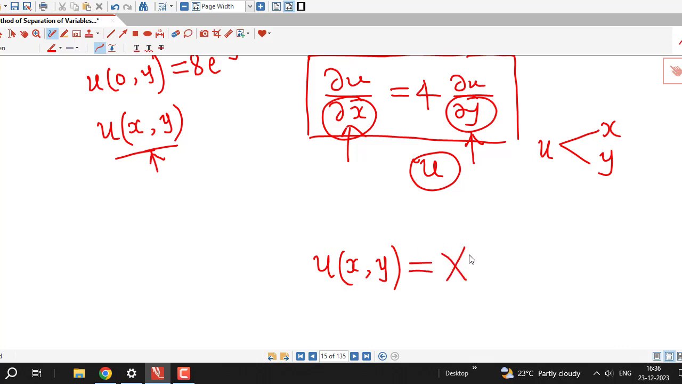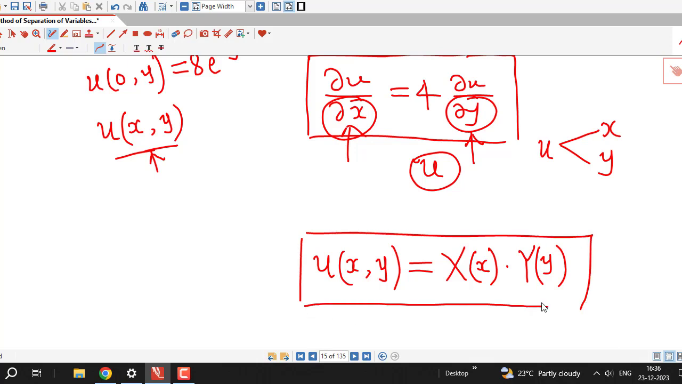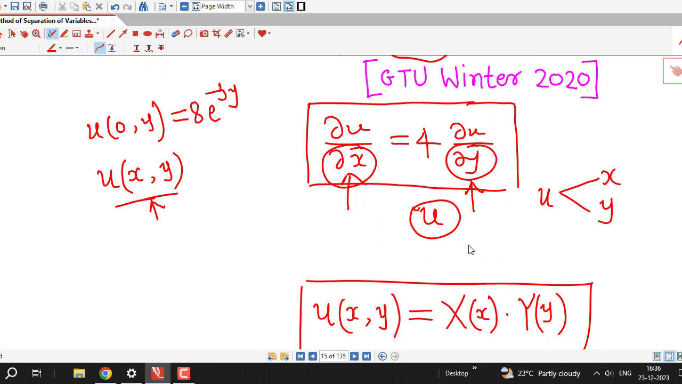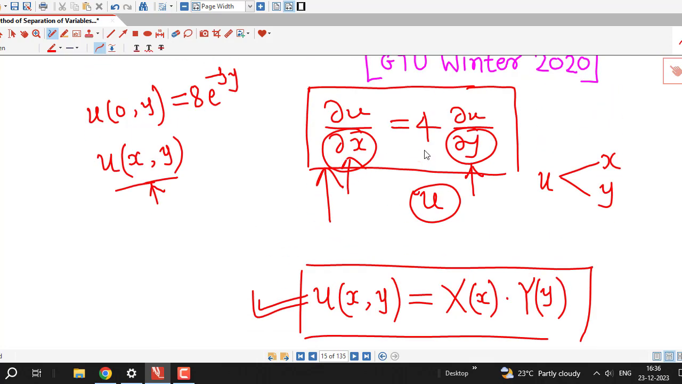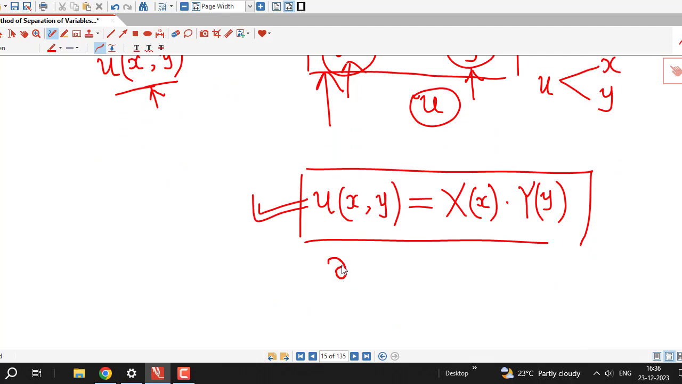Here I have two variables x and y, so I am writing a product of two functions, one of variable x and another of variable y. We assume that the given equation has a solution in this product form. Because this is a solution of the given equation, it will satisfy it. Therefore, we will require del u by del x and del u by del y. If we differentiate partially with respect to x, we consider y as constant, and the derivative of capital X with respect to x is denoted by X dash, with Y as it is.